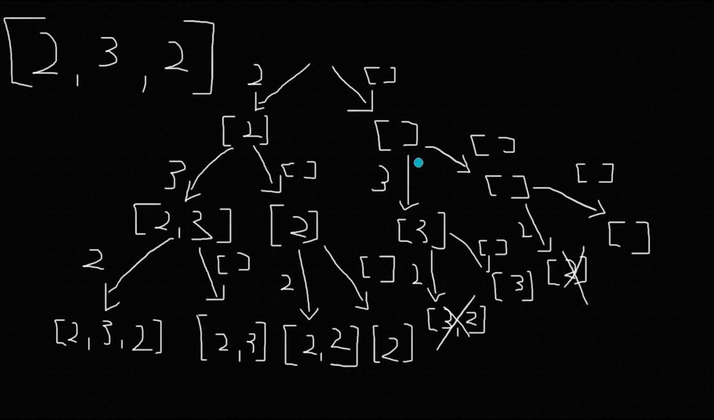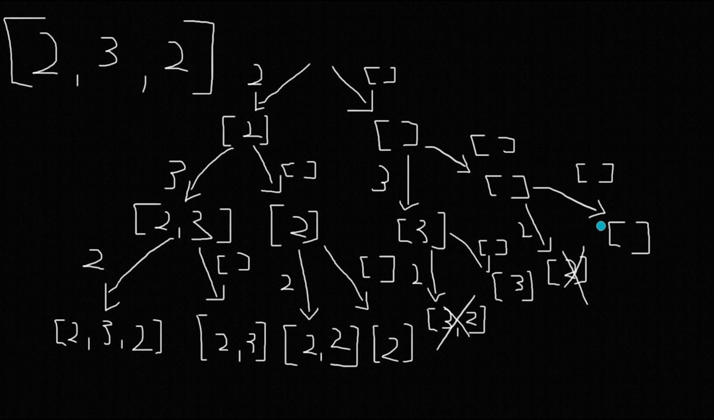Again, we have two choices, include 3 or not. If we include 3, let's move down the left side. Again, we have two choices, include the current number or not. If we include it, we successfully create the subset 3, 2. If not, we successfully create the subset 3. Let's move back here. If we do not include 3, it is still empty. We have two choices, include the current number or not. If we include it, we create the subset 2. And if not, we create the empty subset.